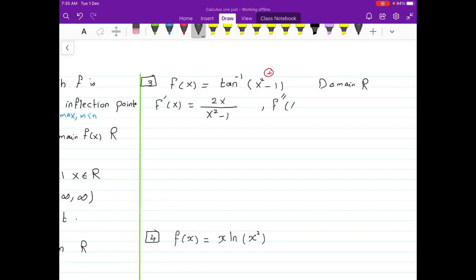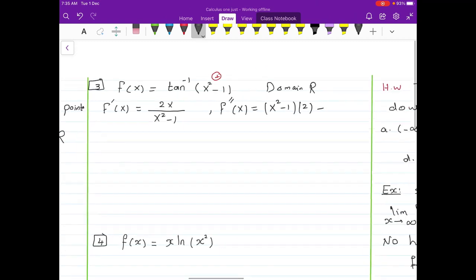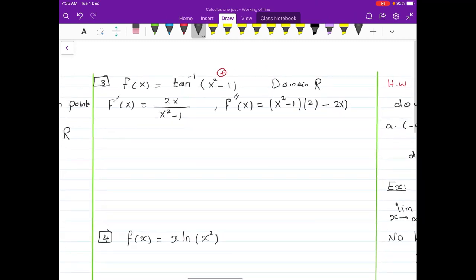Now, f double prime of x equals the denominator times the derivative of the numerator, minus 2x times (2x), x squared minus 1 times 2, over (x squared minus 1) squared. So the denominator times the derivative of the numerator.